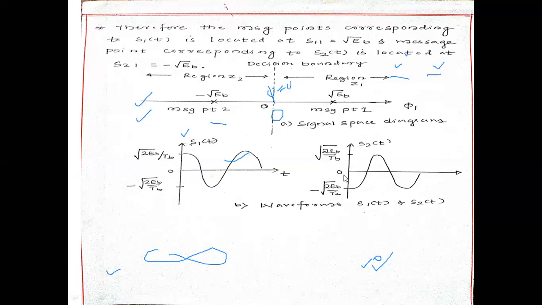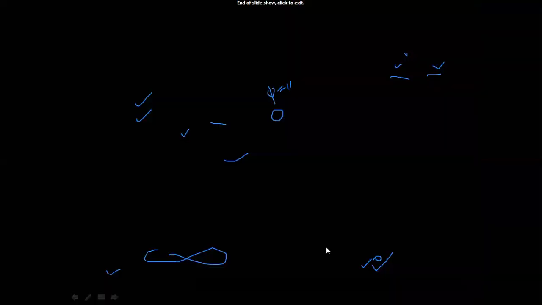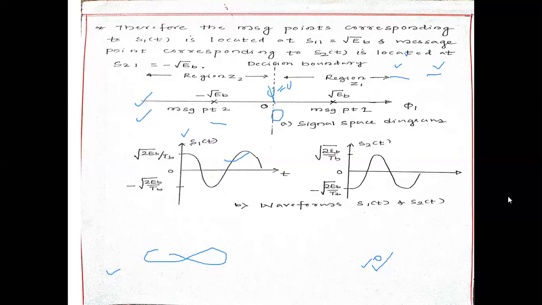So here these are the two waveforms for S1 of t and S2 of t with respect to their amplitude levels. So this one is S1 of t, and S2 of t is minus S1 of t, meaning the positive peak becomes negative and the negative peak becomes positive. So this is about binary phase shift keying. In the next video, we'll discuss how to generate and detect this particular binary phase shift keying. Thank you.